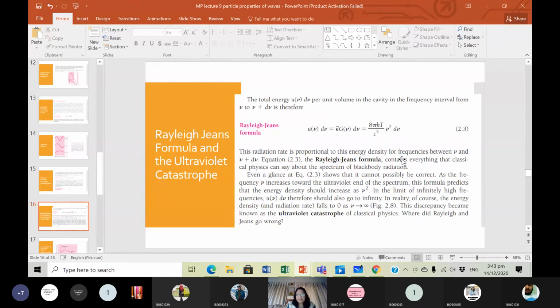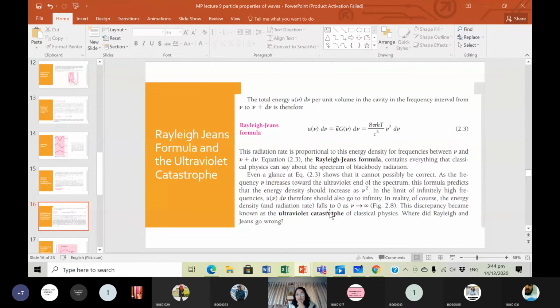So this, according to classical physics, is called the Rayleigh-Jeans formula, and it contains everything that we can say about the spectrum of black body radiation classically. However, we said that this formula cannot possibly be entirely correct. Why? Because as the frequency nu increases towards the ultraviolet end of the spectrum, what would happen to the energy density? The energy density is proportional to nu squared. So in the limit of infinitely high frequencies, the energy density would also go to infinity.